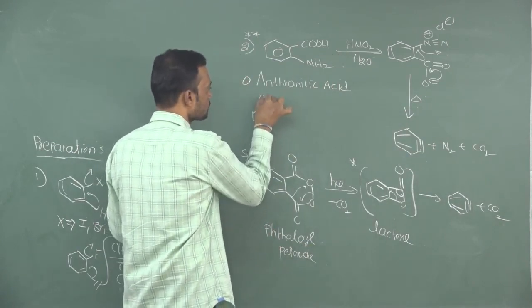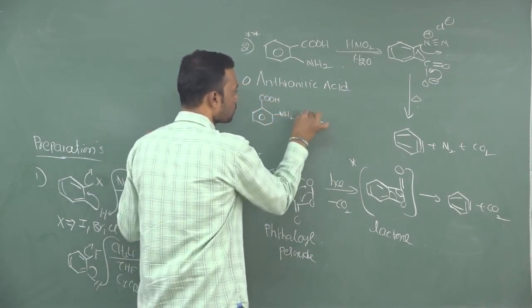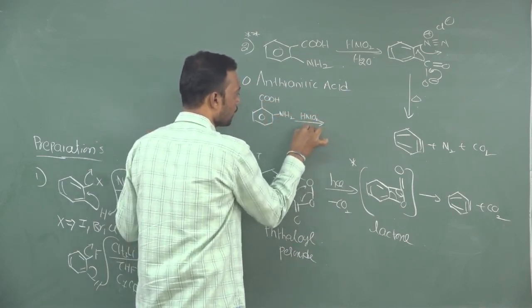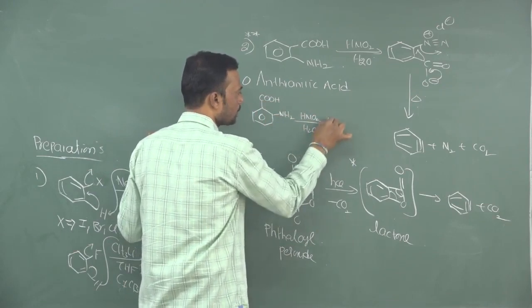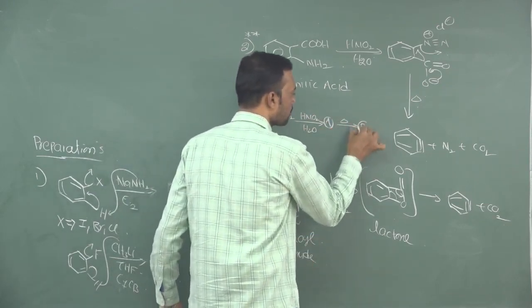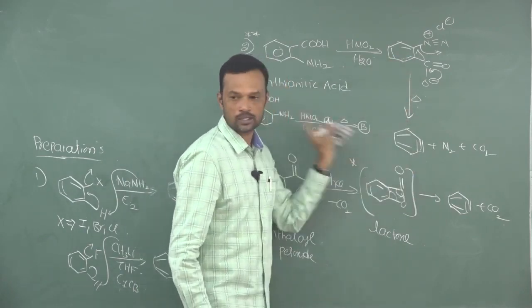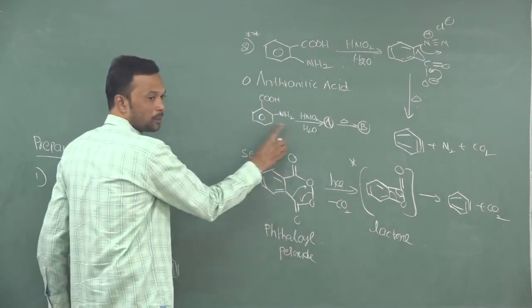So they will give it like this: this is COOH and they will give NH2. Then they may give HNO2 in water, that is A. After giving A, they will give the thermal symbol and they will give B. A is nothing but the diazonium derivative, B is nothing but benzene. This interconversion you remember.